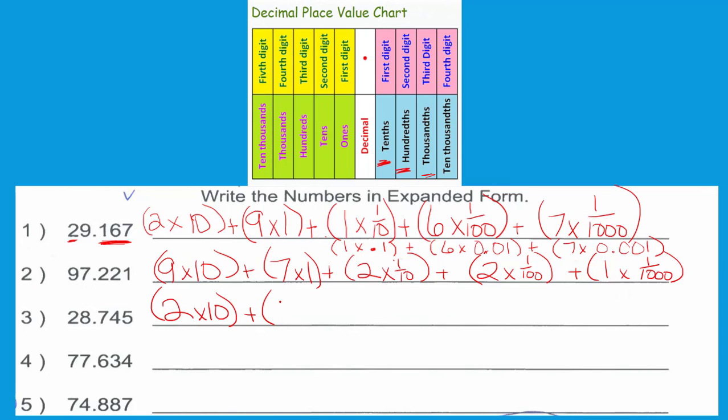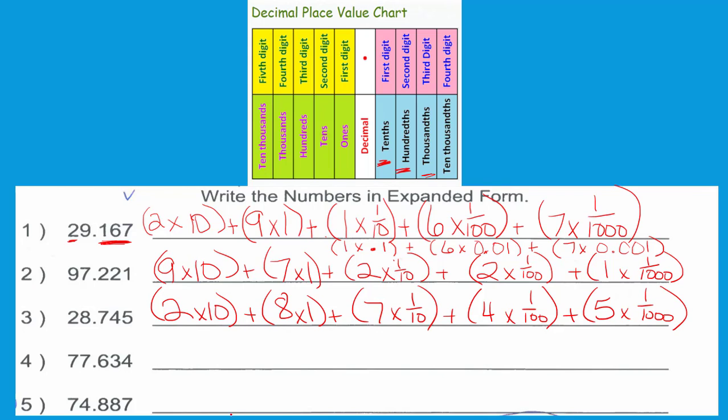Number 3, the 2 is in the tens spot. The 8 is in the ones spot. The 7 is in the tenths spot. The 4 is in the hundredths spot. The 5 is in the thousandths spot.